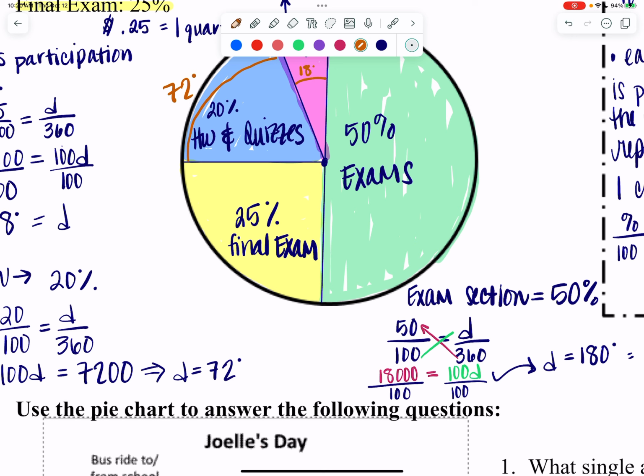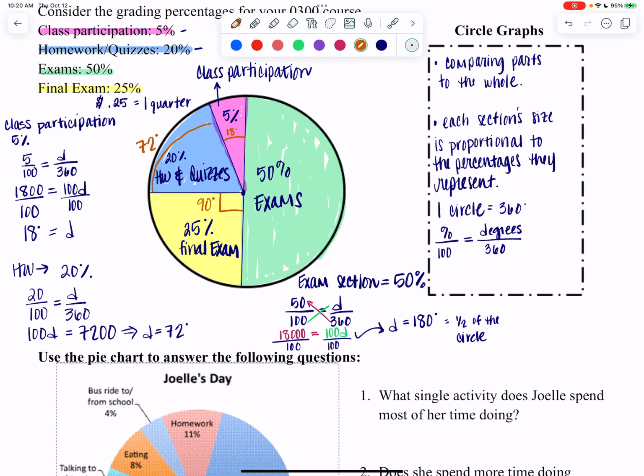For that last piece, we could do the similar process with a 25. It would be half of the 50%. So this would actually be 90 degrees right here. So it's probably more than you ever wanted to know about a circle graph. You're welcome.